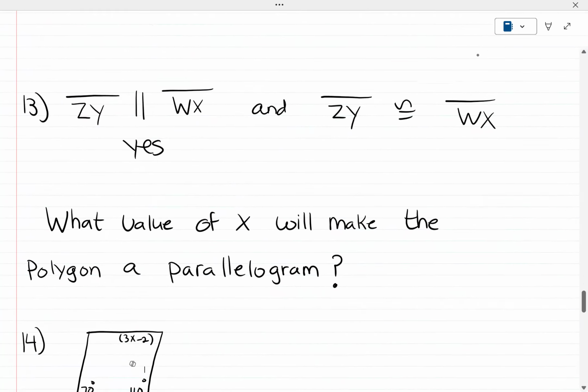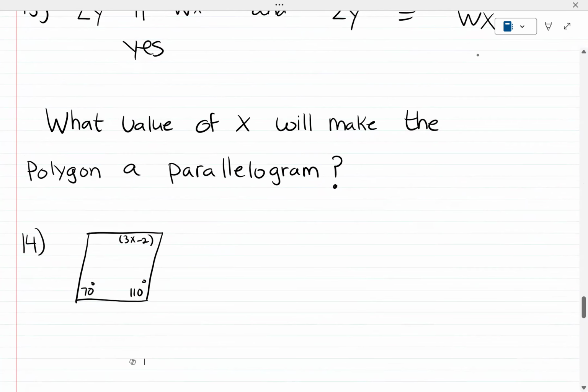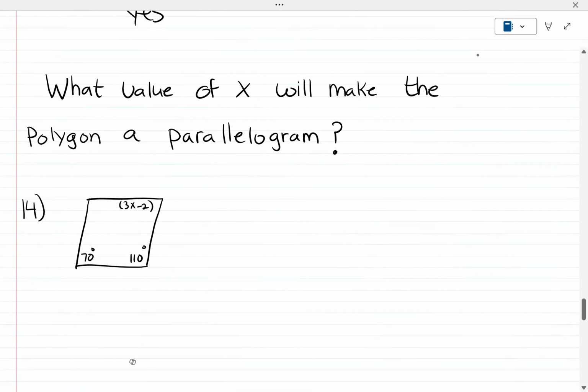Okay, let's move on to some actual problems. So this one says, what is the value of x? What value of x will make the polygon a parallelogram? So you have this polygon, and what do we know about opposite angles? They are congruent. So this angle must equal this angle, and this angle here should also be congruent to this angle, so this should be 110. And then this angle plus this angle should add to 180, and I know that's true because 110 plus 70 is 180.